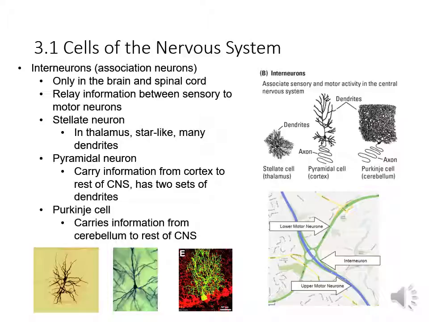This picture of the map over here I thought was just a nice metaphor that somebody came up with, where they were talking about interneurons kind of being like the access road or the on-ramp, off-ramp between motor neurons and other motor neurons or sensory neurons. So they're kind of these in-between cells that create connections between motor neurons or sensory neurons.